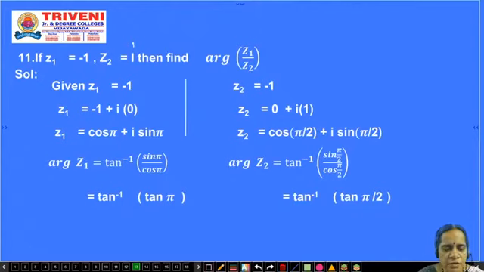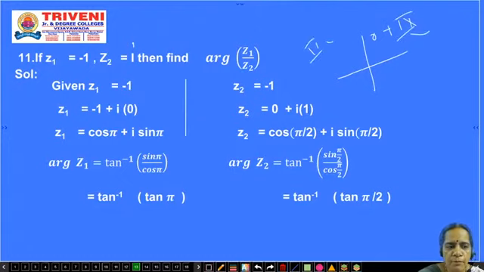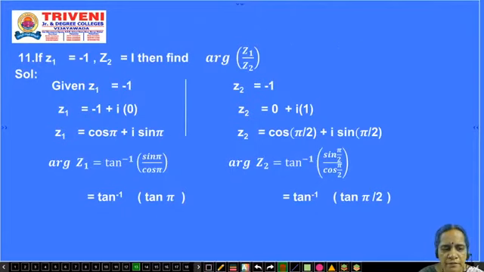Then these two will satisfy in the second quadrant. In the first quadrant 0 to pi by 2 is there; in the second quadrant pi by 2 to pi. In pi by 2 to pi, sin theta is positive and cos theta is negative. Then we have to write here minus 1 can be written as cos pi and 0 can be written as sin pi.